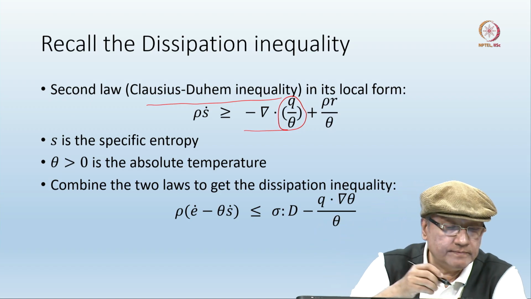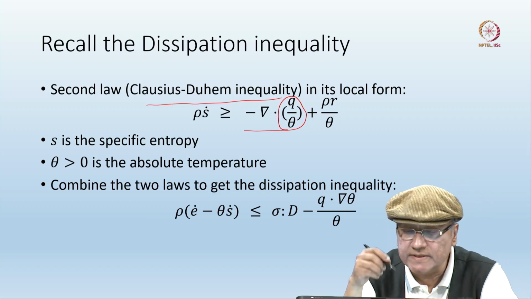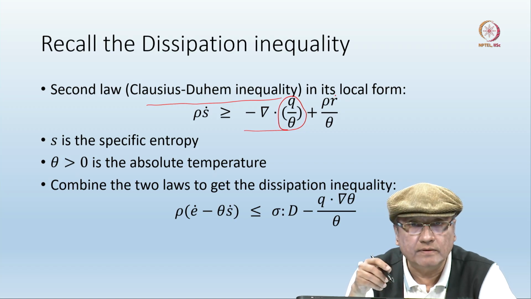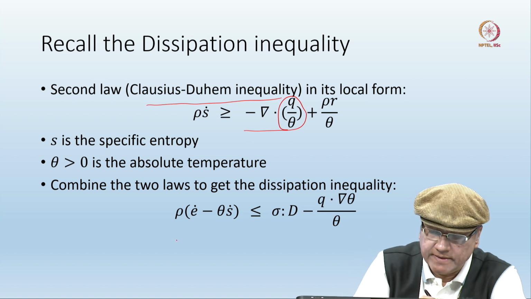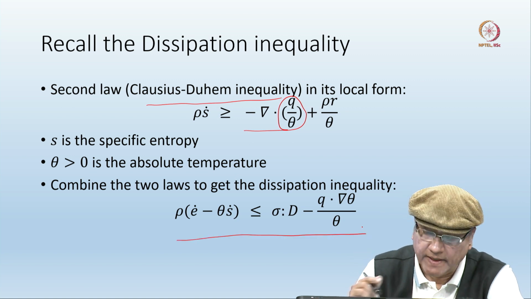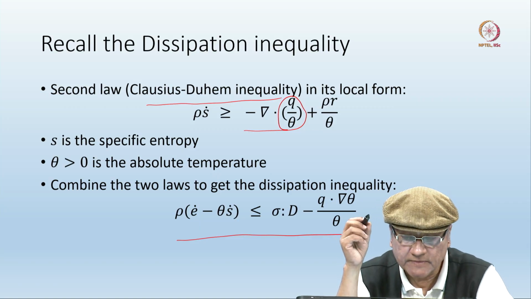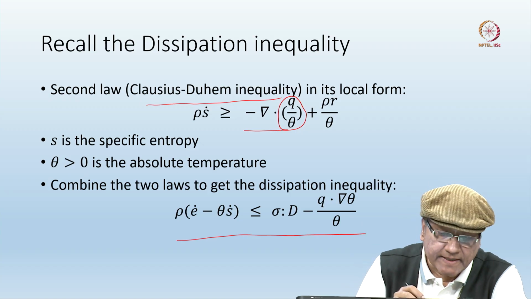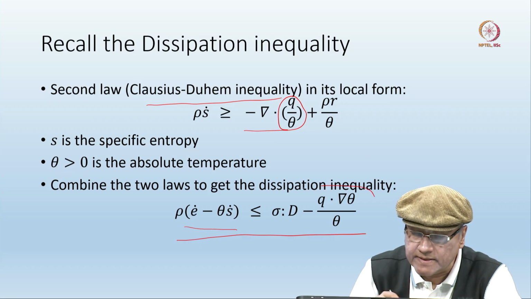Now we can actually combine the two laws. Let us eliminate R from these two equations. Then you immediately get this form. This combines the two laws, as you know from our previous discussions. It is called the dissipation inequality. It simply says that rho times E dot minus theta S dot, etc., is greater than or equal to this right hand side quantity.